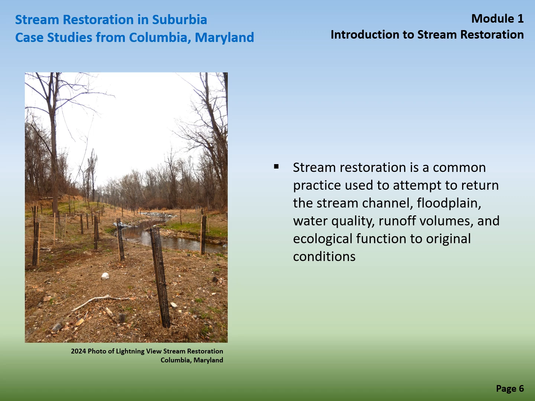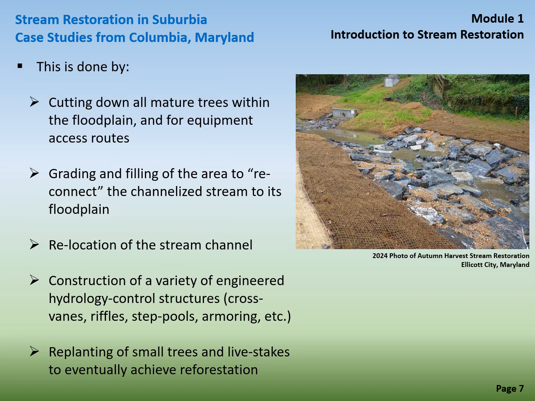Stream restoration then is a common practice used to attempt to return the stream channel and the floodplain, water quality, runoff volumes, and the ecological function to their original conditions. And this is accomplished by first they come in and they cut down all the mature trees within the floodplain. And also, even outside of the floodplain, they'll cut down large numbers of trees to provide access for the heavy equipment they need to do the project.